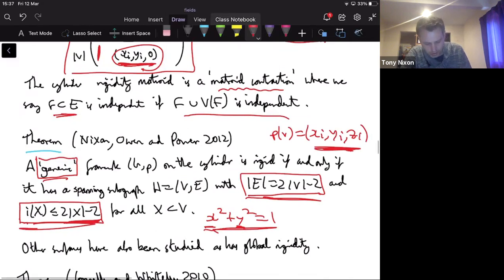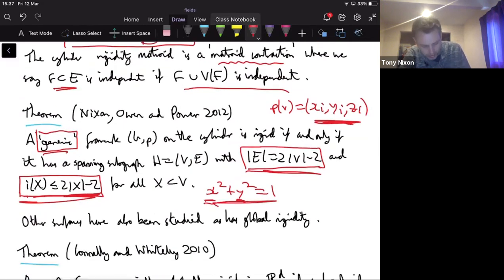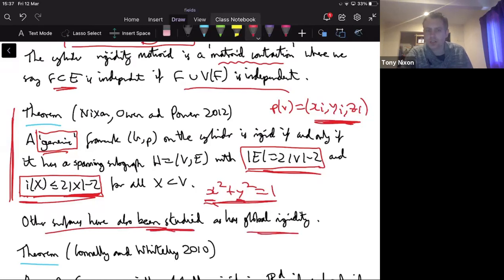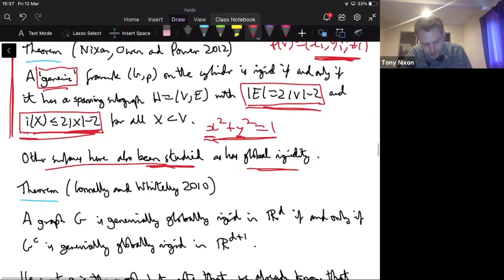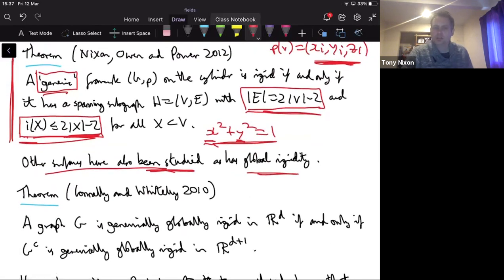But this is I guess a bit of a side issue because I don't want to go into the proof of this. I will just briefly mention that other surfaces have also been studied, but I won't go into that. I will mention a little bit about global rigidity next, though. Okay, so let's go back to coning.